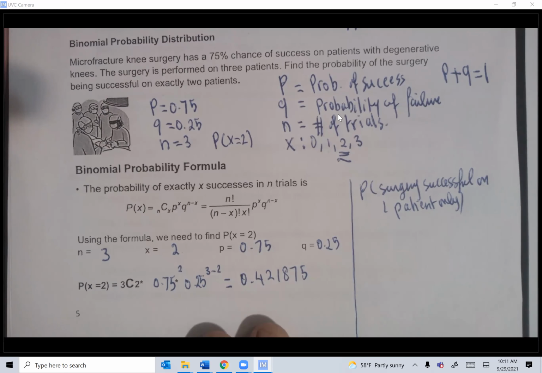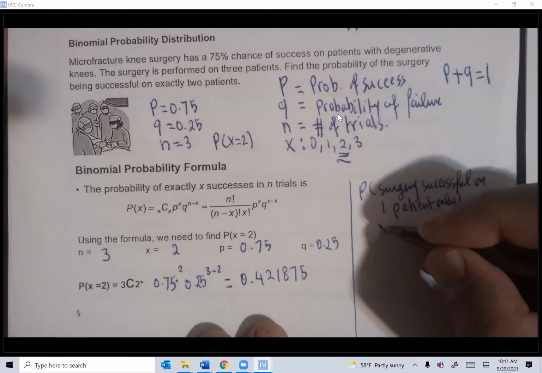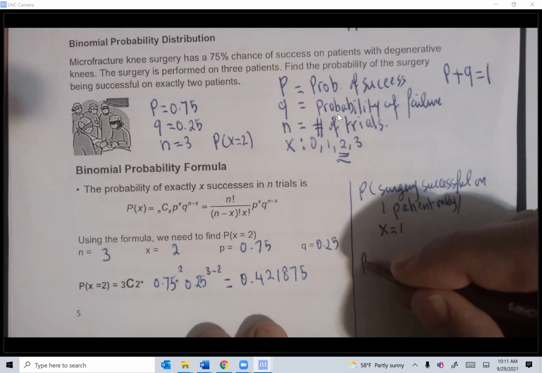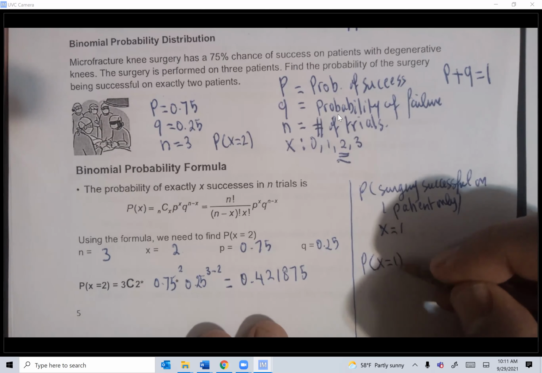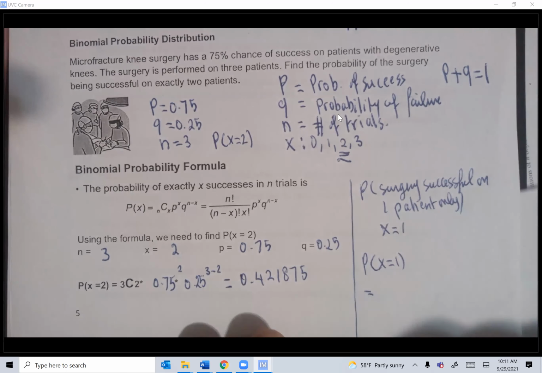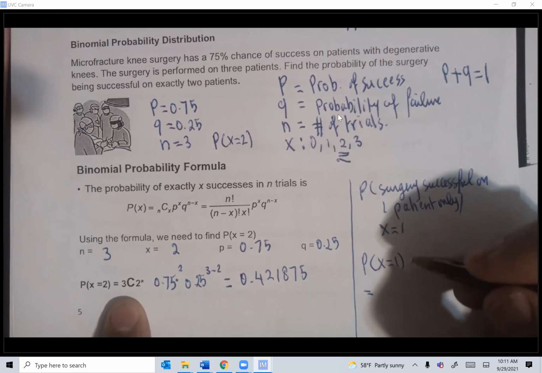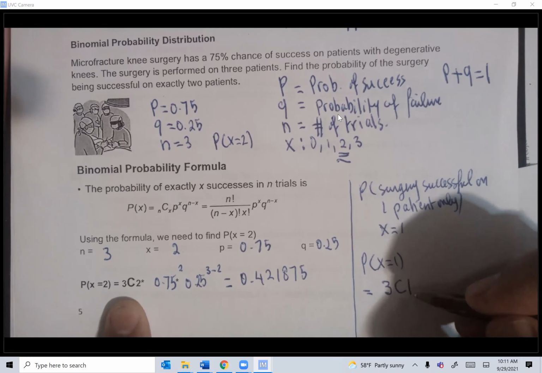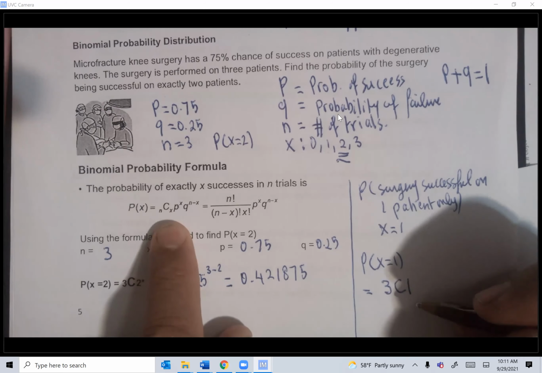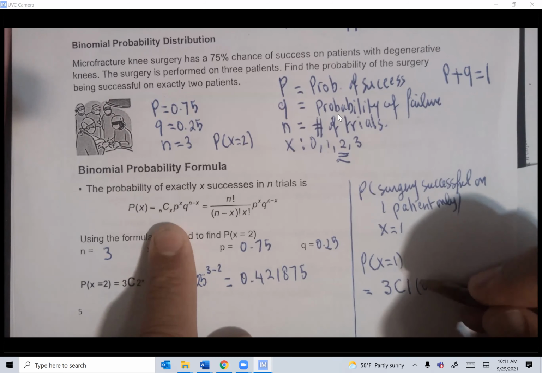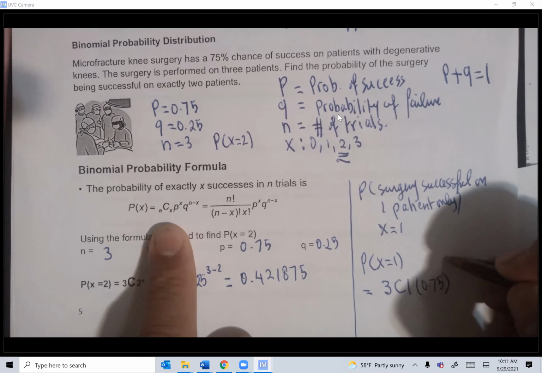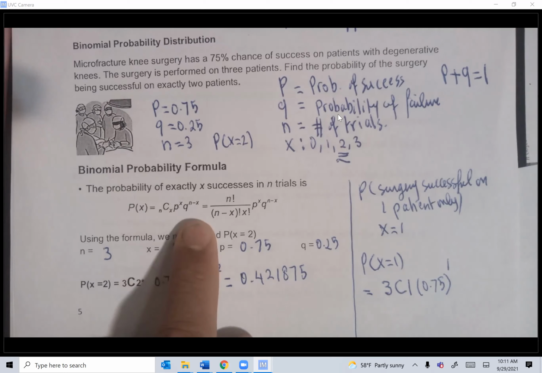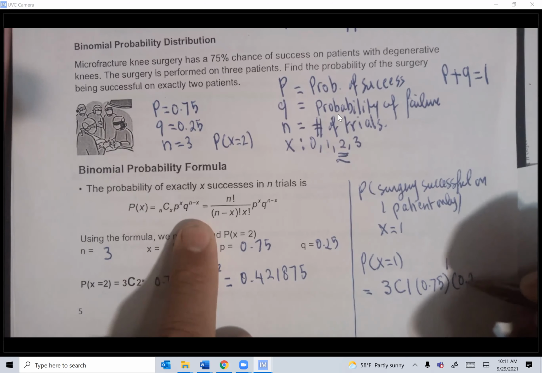Okay, probability of surgery is successful on 1 patient only. So X is 1, guys. So we need the probability of x equals 1, which is, according to the rule, 3 choose 1. You see, nCx. P is 0.75 raised to the power of 1. Q is 0.25 raised to the power of 3 minus 1, which is 2.